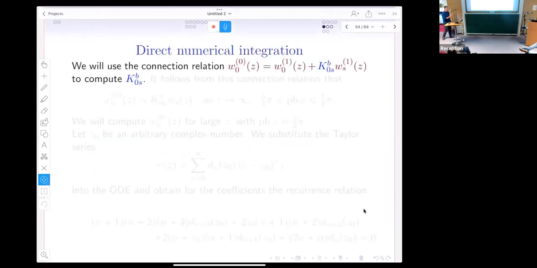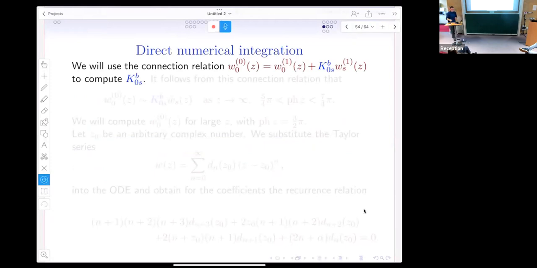There is, by the way, another method of computing Stokes multipliers. We have listened to talks of people explaining how to compute Stokes multipliers by maybe zooming into places. You can actually compute Stokes multipliers in the original world. You don't have to go into the Borel world. KB0S is one of the Stokes multipliers that I couldn't compute with any asymptotics.